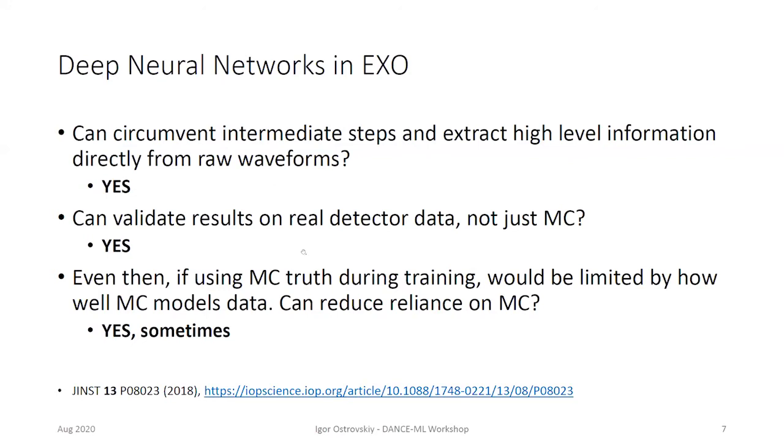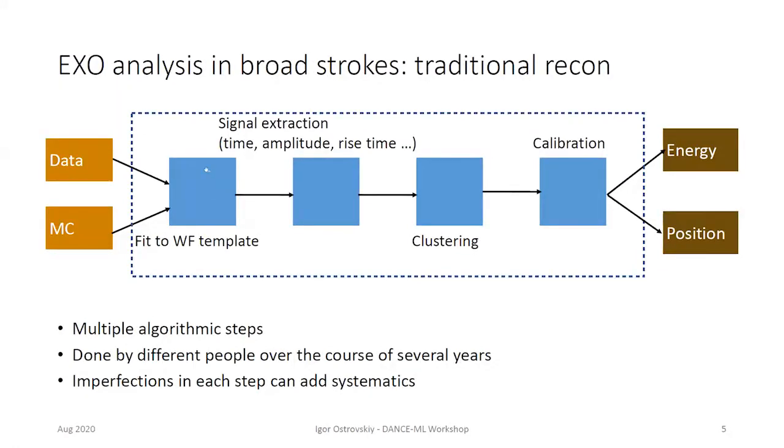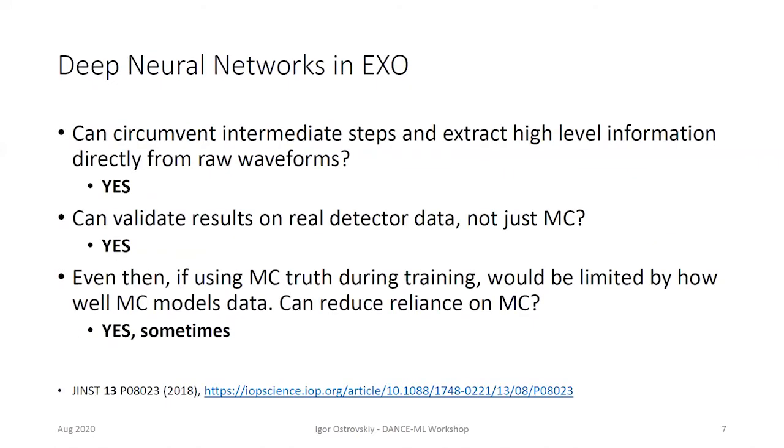The important part for me is that I'm not applying any of these little algorithms contained in the traditional recon box to the waveforms when I give them to deep learning. And so the question: can the deep learning extract the high-level information directly from that? And I think we answered it, at least for our experiment, conclusively, as other people, of course, did in other domains. Another thing that was very important to us, because there was a lot of pushback against using deep learning methods, as they are the ultimate black box and it's not clear why they do what they do, is: can we validate our results not just on Monte Carlo, but on real detector data? And that's also what we did.